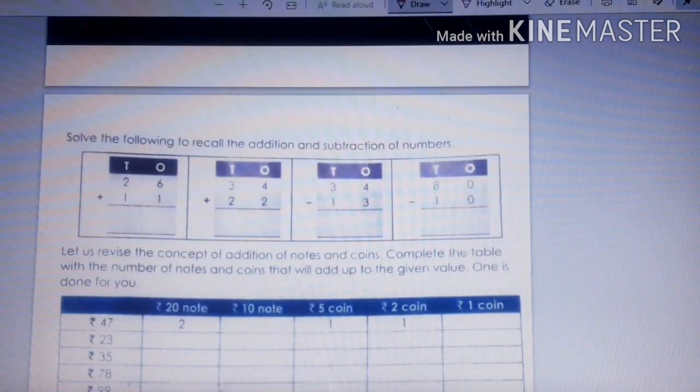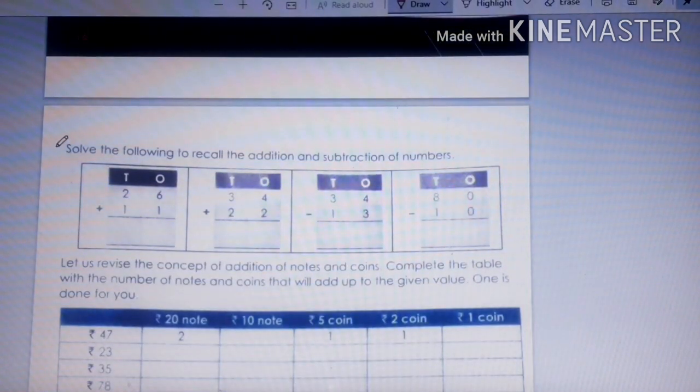So you can solve this question. Take out page number 17 of your book. Solve the following to recall the addition and subtraction of numbers. So let's do it. You know that we always start addition from which place? Ones place, right? The addition sign is the cross sign, right? This is the addition sign. So let's do it. 6 plus 1 is what? 7. 2 plus 1 is what? 3, right? So 37 is the sum.